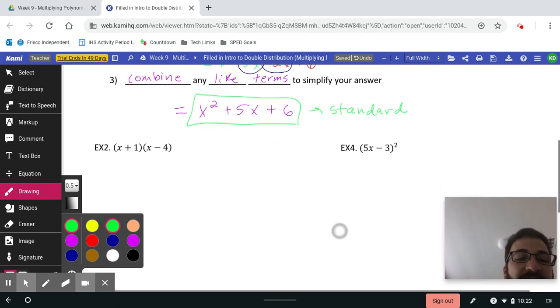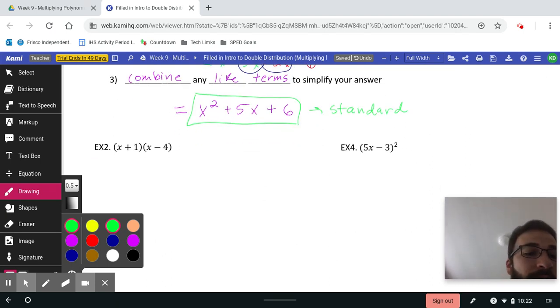Example 2, we have x plus 1 times x minus 4. So our first term, we're going to multiply by each term in the second set. That gives me x times x is x squared, and x times negative 4 is negative 4x. Then I take my second term and I multiply it by everything in the second set of parentheses. So 1 times x is x, and 1 times negative 4 is negative 4.